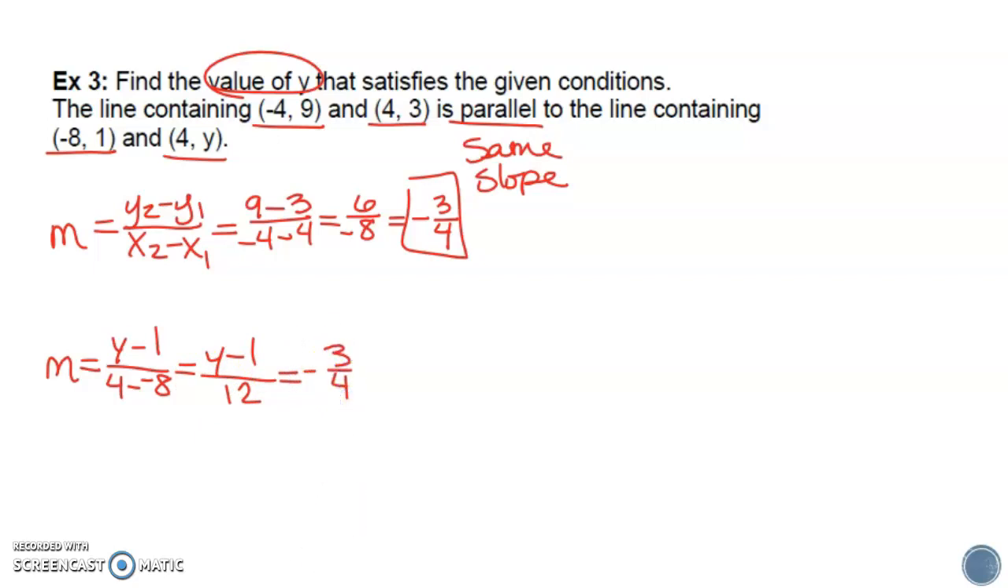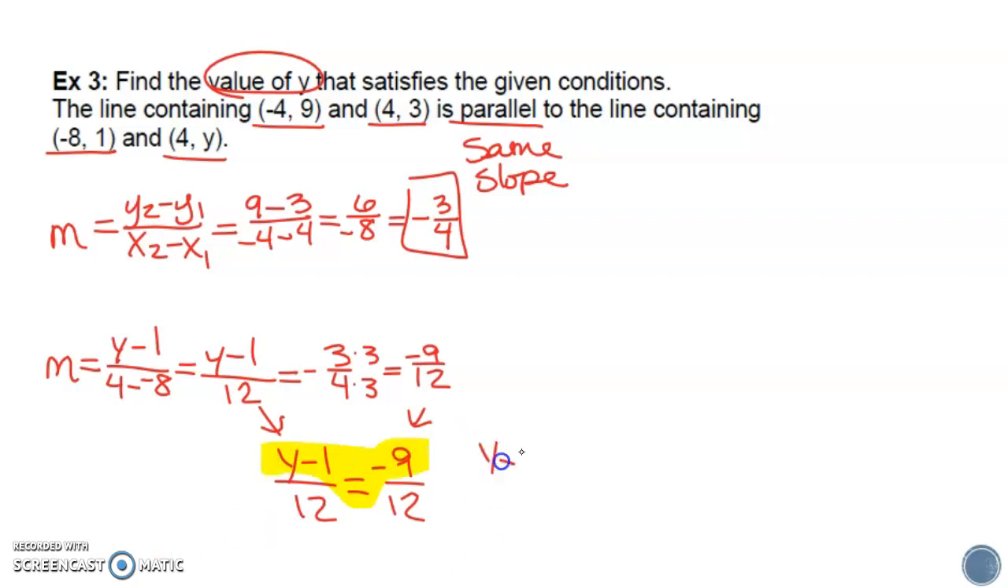So in order for it to equal -3/4, I need my denominators to be the same, which means that I need them both to be 12. So in order to make this denominator 12, I'm going to multiply by 3. So I have -9/12. So here, I have y minus 1 over 12, and that should equal -9 over 12, which means I have an equation right here that I want to try to solve. So if y minus 1 equals -9, that means y has a value of -8.